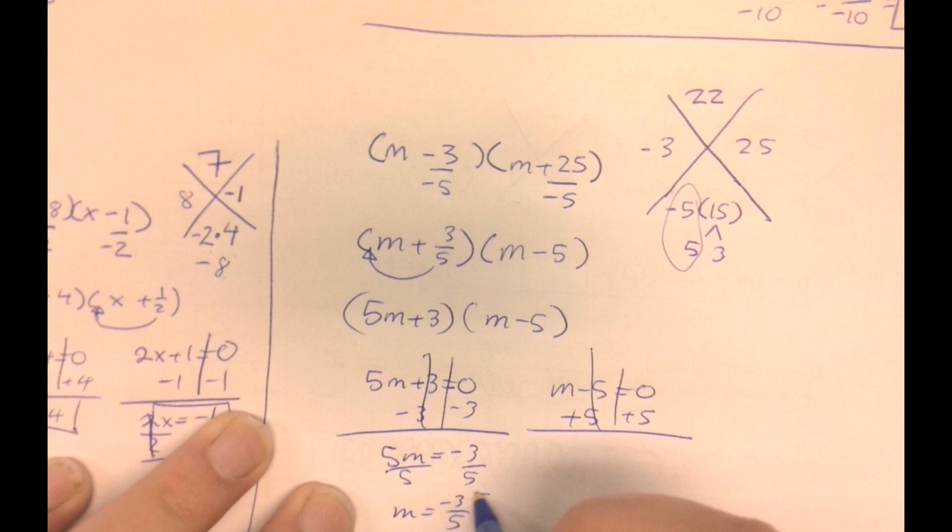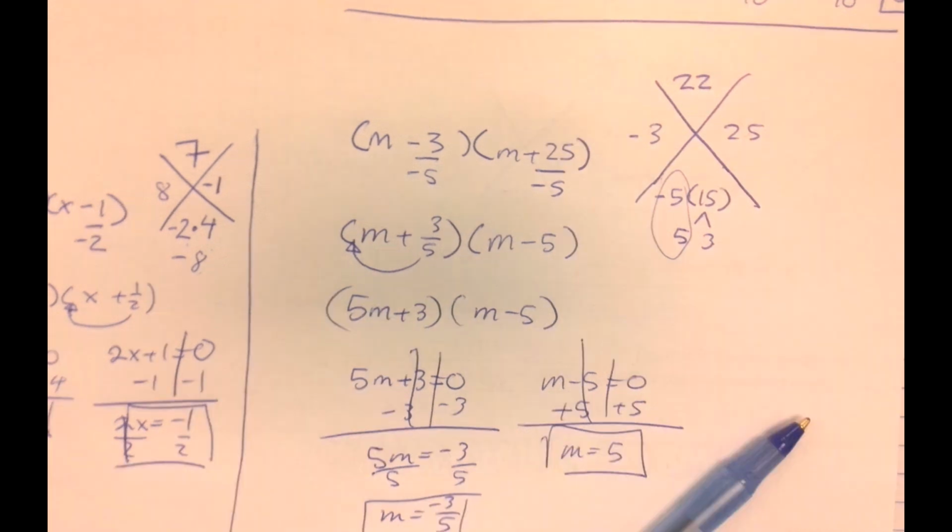See how we got the same thing? We got 5 and negative 3 over 5. That's the same thing.